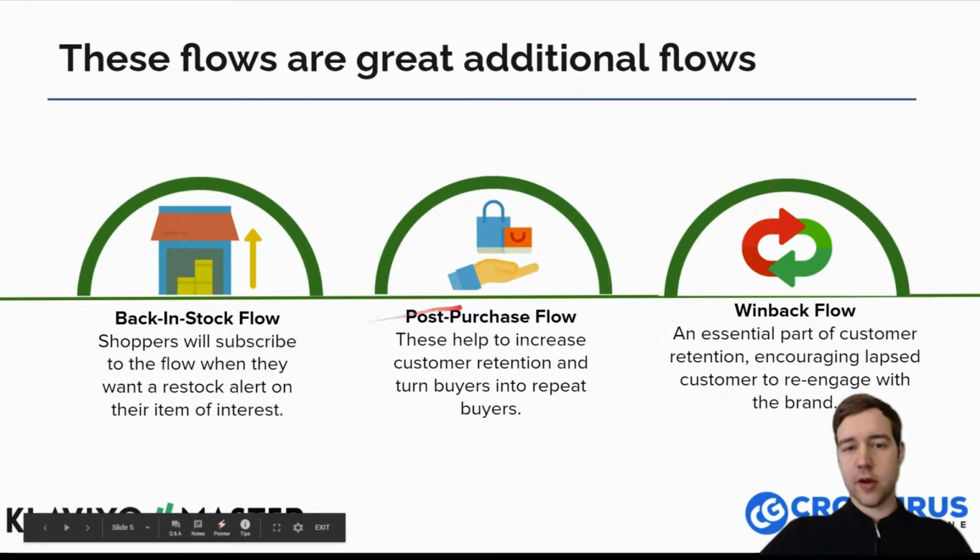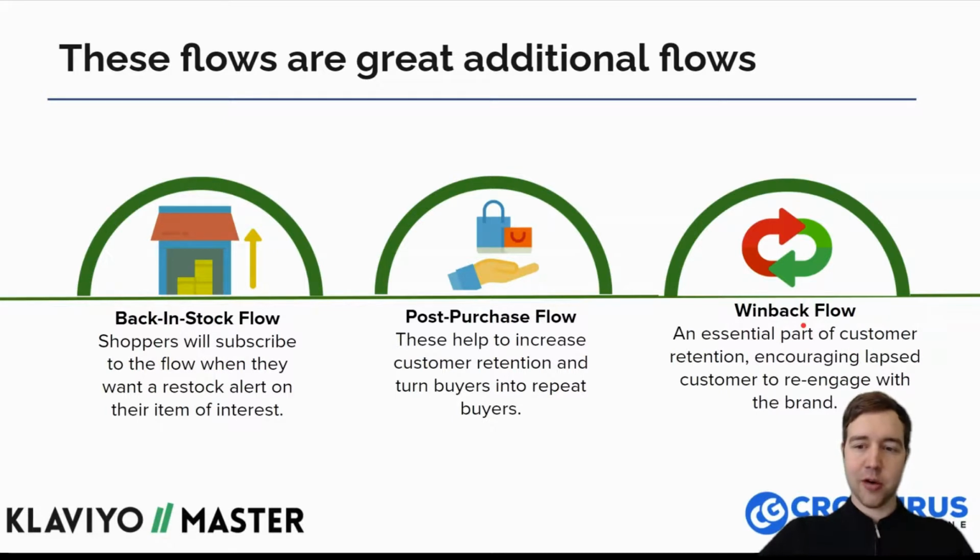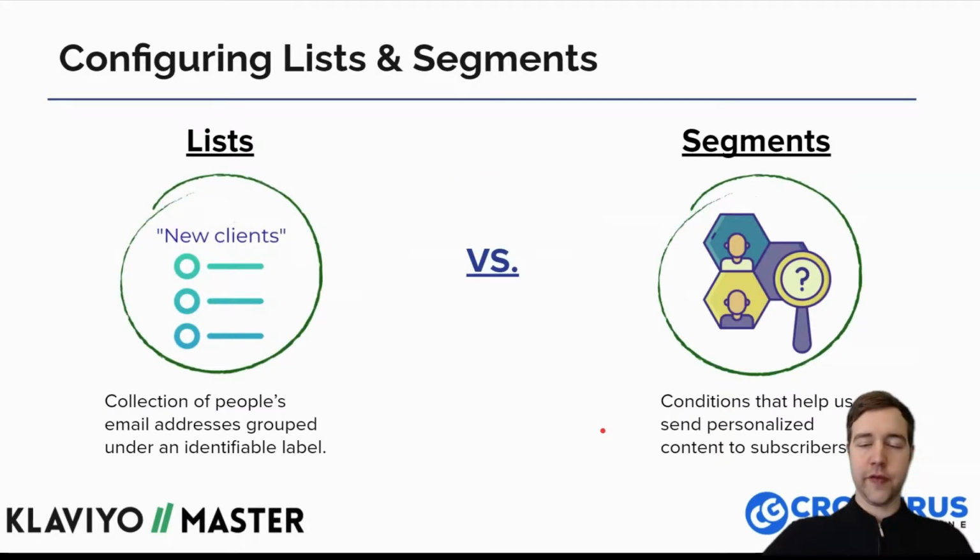Back in stock flow, post-purchase flow, win back flow, all working for you now. And you are slowly chipping away on these benefits, which is great. Now, a couple of last things you need is configuring your lists and segments. So when you take over an account, there are 2 of these things, and these are important for the flows, because there's no flows without these 2, lists and segments.